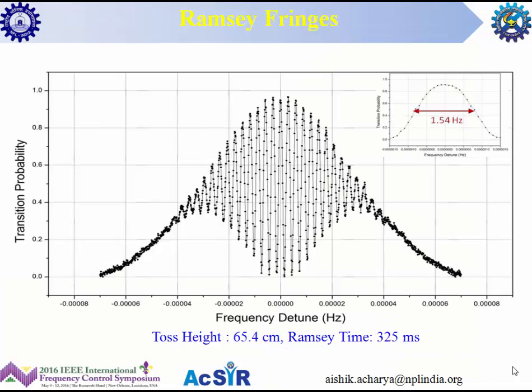This is the Ramsey fringe with a toss height of 65.4 centimeters above the mode chamber, and the interaction time is about 325 milliseconds, with a line width of 1.54 Hz.